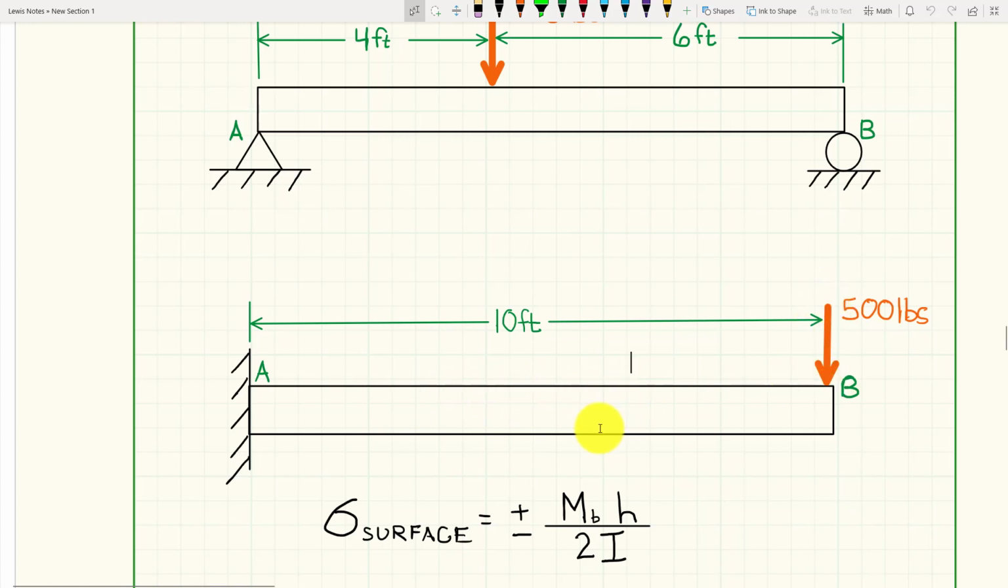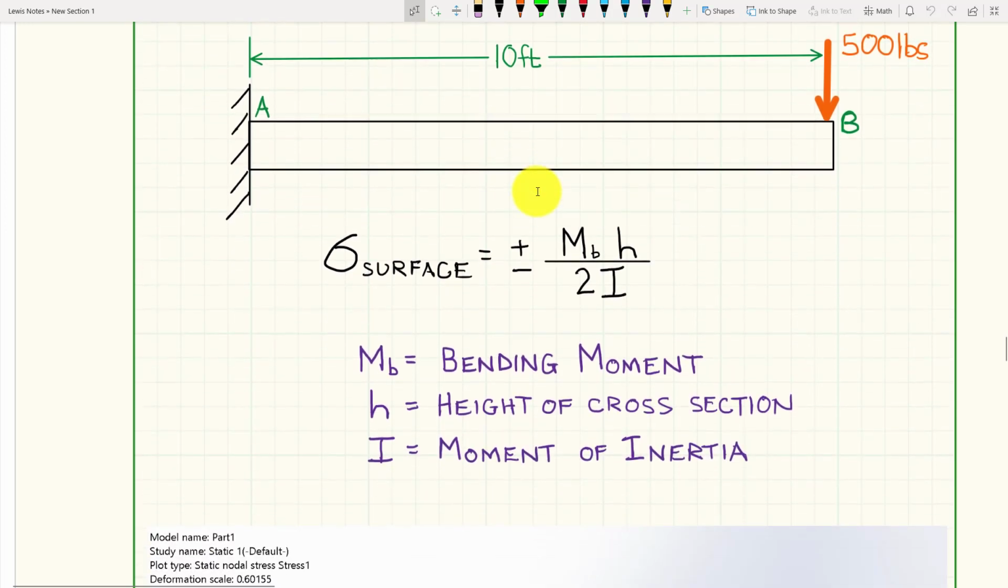Tensile forces on the top and compressive down here, opposite of this. Okay, so my beam diagrams are going to look different for those two members. Now, when I look at this equation, you guys have the bending moment. That is the bending moment at whatever place I want to pick.